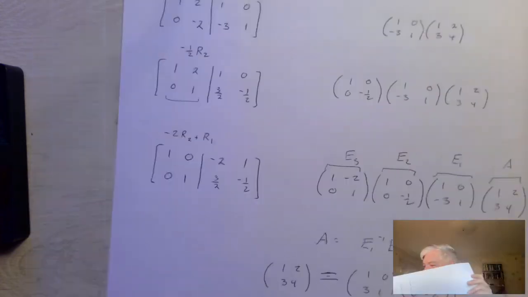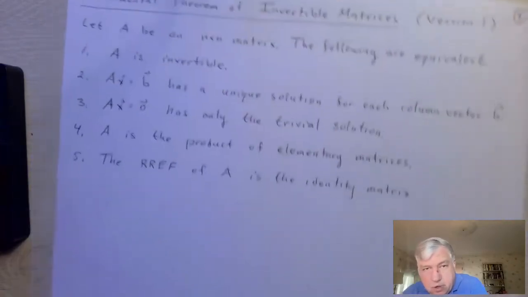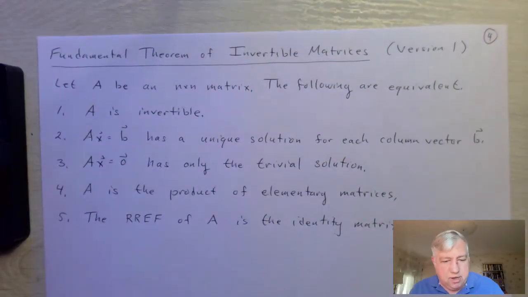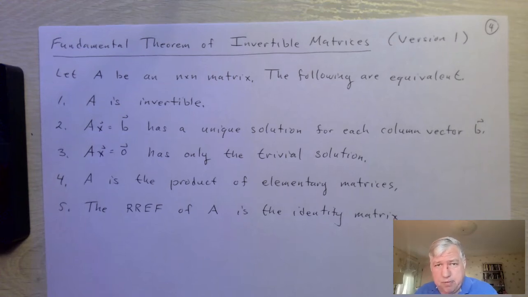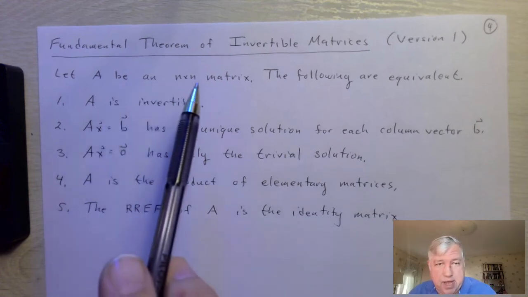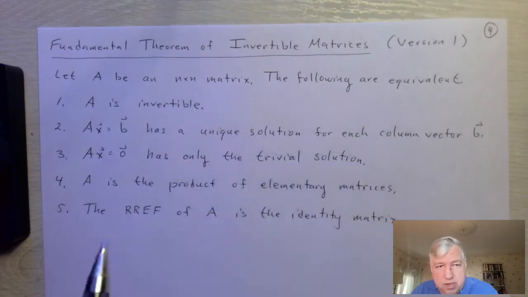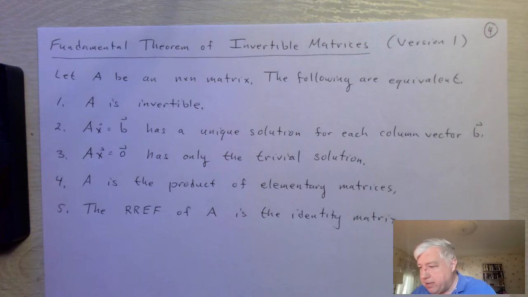Okay, so if we go back to page 4, we have the first version of a very, very important theorem, probably the most important theorem in linear algebra. That's the fundamental theorem of invertible matrices. We call this version 1 because by the time we're all said and done, there's going to be about 15 things listed here. So what the theorem says is the following. If A is an n by n matrix, the following are equivalent. That means if any one of these statements is true, then all of them are true.